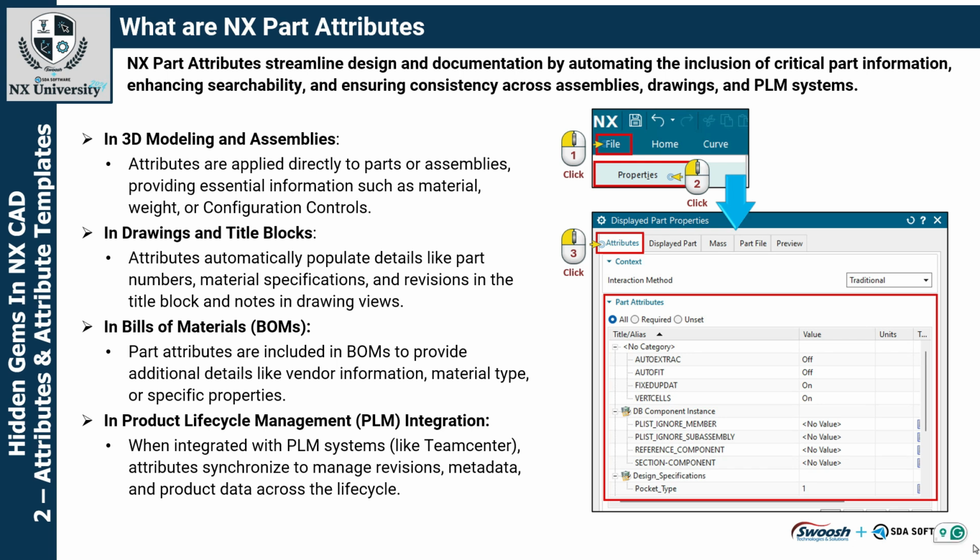To access the NX part attributes, you can go into File, Properties. On the Display Part Properties dialog, you'll see there's an Attributes tab. You can go ahead and click on that. Once you select the Part Attributes tab, you'll see down below in the panel the part attributes will be presented. Any part attributes that have been created inside of this part will be displayed inside the Part Attributes panel.